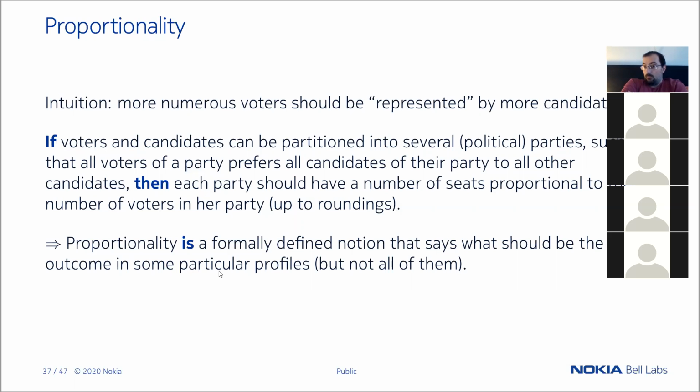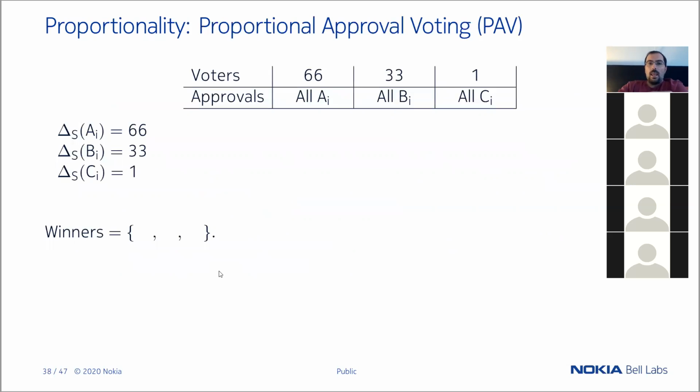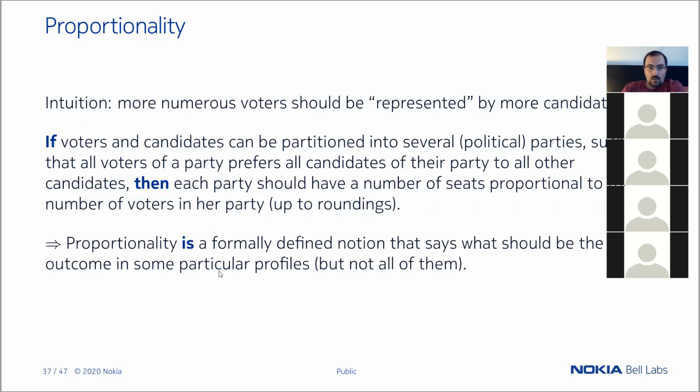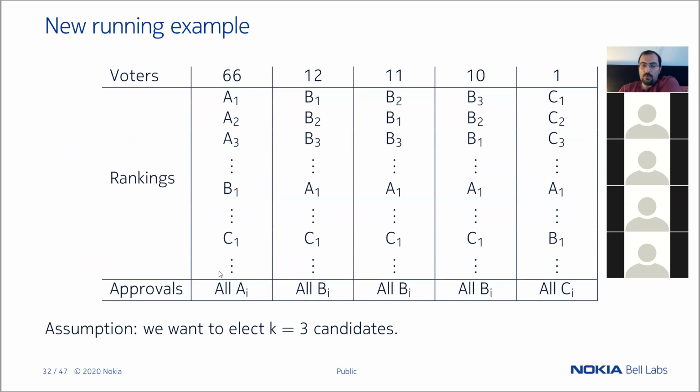So this is a very clear and formal definition that says what you need to do in some very particular profiles that can be decomposed into this party structure. So it says what the voting rules should do in those very particular cases, but it does not say what you should do in all the possible profiles, which is a more rigorously defined notion than the notion of excellence. And that's why I needed this new example, because this new example has this party structure. I will show the example, the full example.